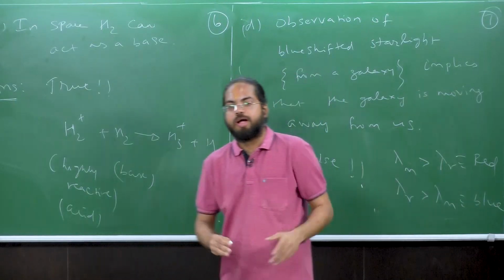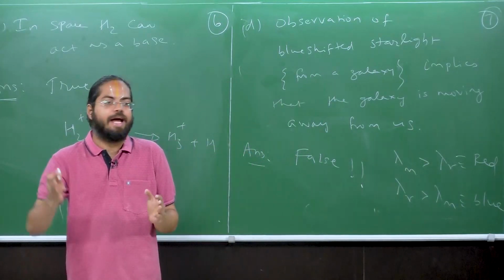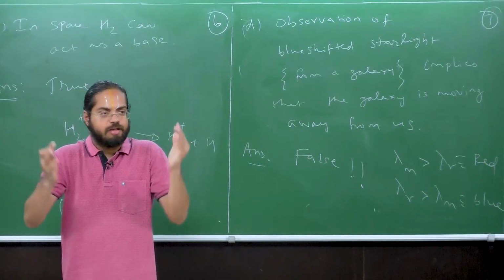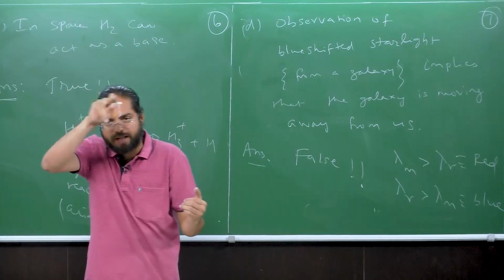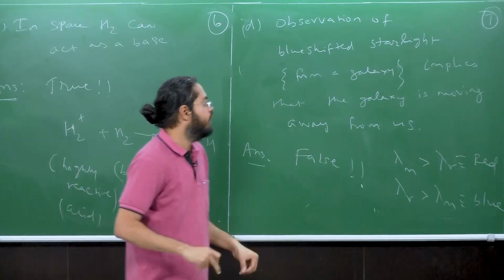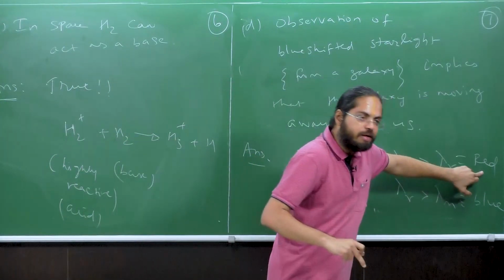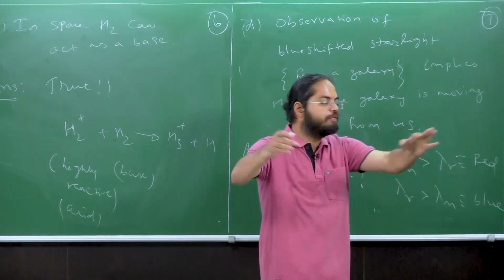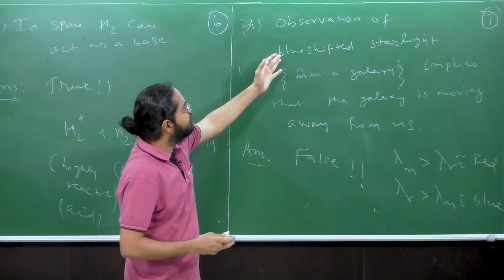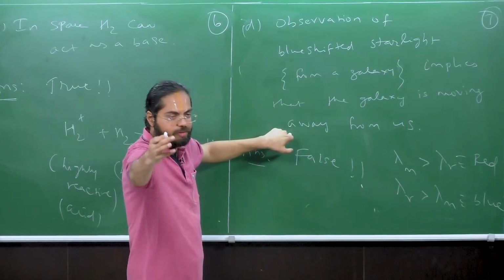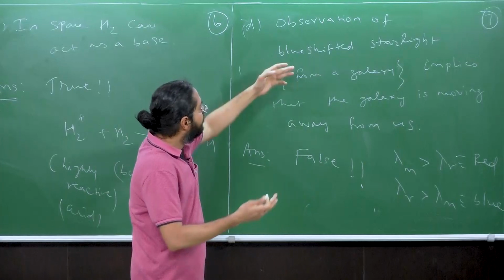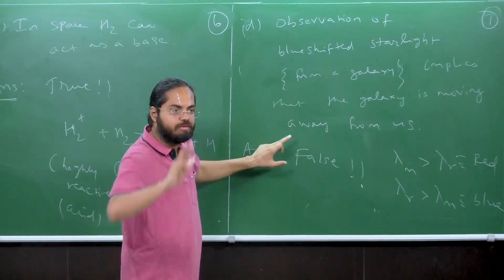It follows the order of the energies of the red and the blue lines, right? The ultraviolet region is more energetic. It has a lower wavelength. E equals hc over lambda. Please recollect it. So if it is red shifted, the galaxy is therefore moving away from us. So what does this statement say? Observation of blue shifted starlight implies that the galaxy is moving away from us, which is obviously false. If I make it red shifted, then the statement would be true.